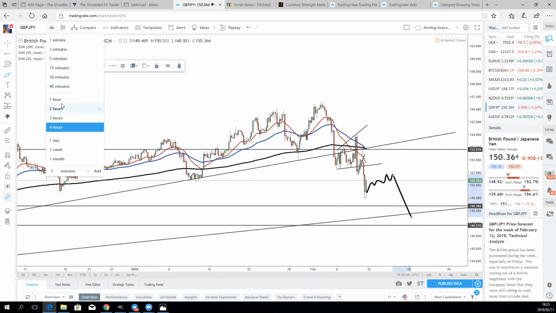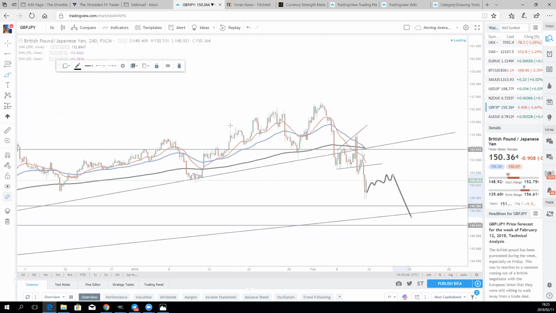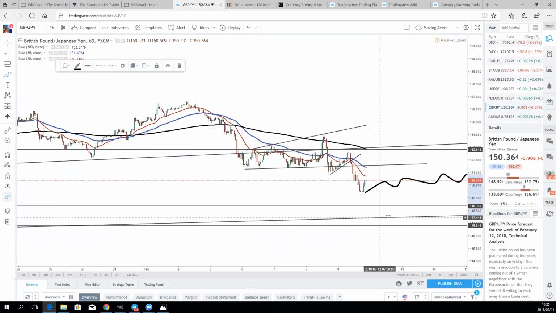A quick look on the 1 hour time frame. Again, you can see market structure. 1, 2, 3, 4, 5, broke to the downside. We had a pullback, fake breakout, but then we actually had the bearish momentum over here.